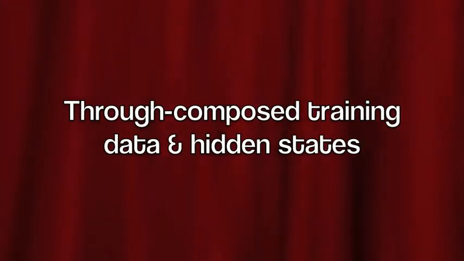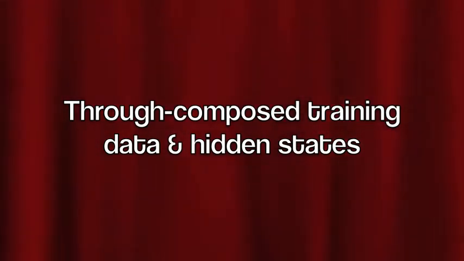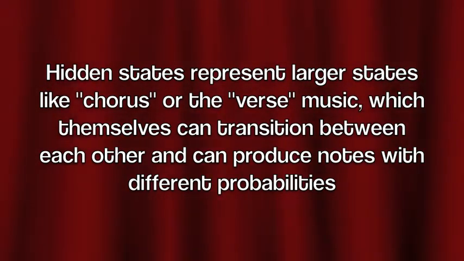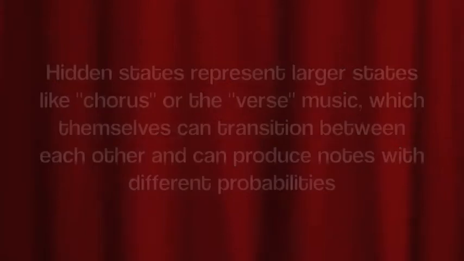Because our chosen training data, which we used to gather transition probabilities between states, was through composed, meaning there was a single melody with no discernible sections, our hidden states were not particularly useful. These hidden states represent larger states like the chorus or the verse in music, which themselves can transition between each other and can produce notes with different probabilities. Our implementation allows for up to 3 hidden states. Currently, only one is used, with 100% probability that it will stay in that single hidden state.